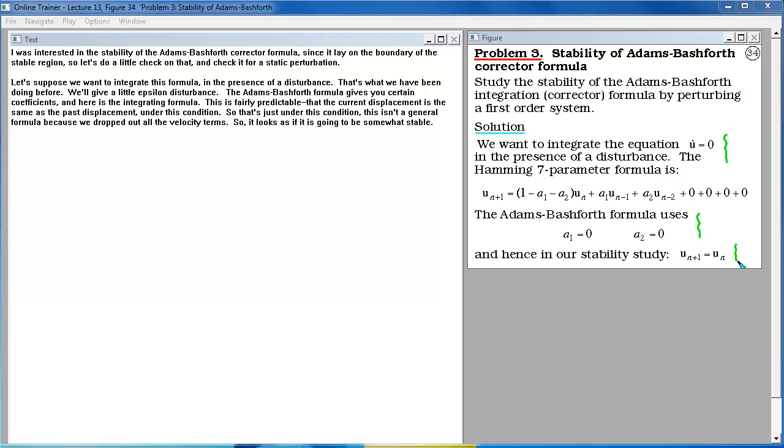This is fairly predictable: the current displacement is the same as the past displacement under this condition. Now that's just under this condition. This isn't the general formula because we've dropped out all the velocity terms. So it looks as if it's going to be somewhat stable.